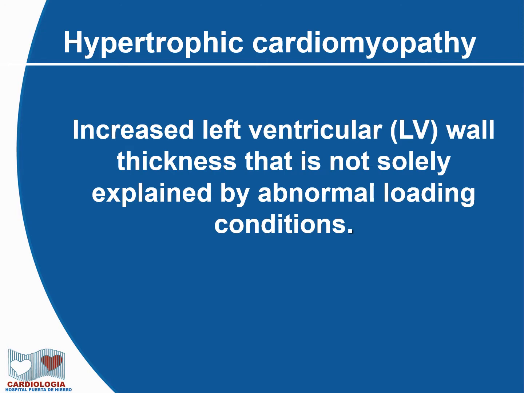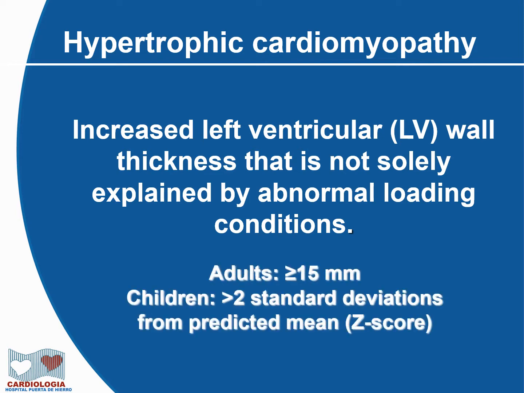The definition of hypertrophic cardiomyopathy is an increased left ventricular wall thickness that is not solely explained by abnormal loading conditions. We mean by abnormal loading conditions hypertension, valve disease, or, for instance, coronary artery disease or some other congenital diseases. In adults, it is defined as more than 15 millimeters of wall thickness. In children, it is more than 2 standard deviations from the predicted mean, so the Z score.